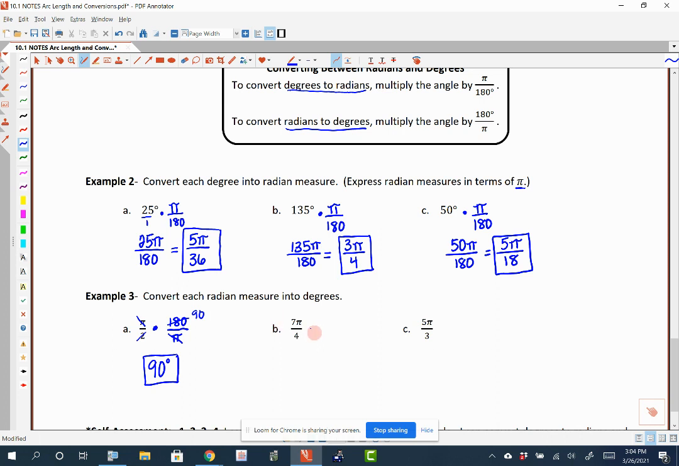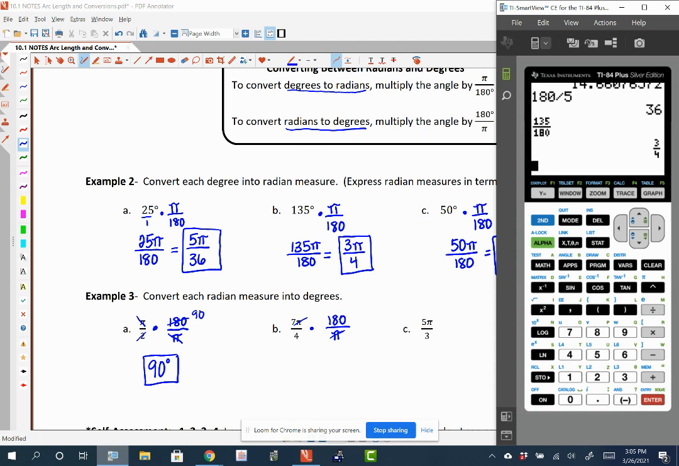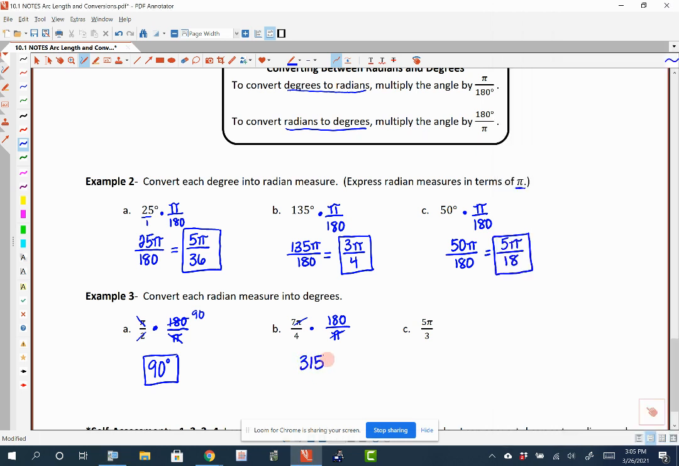Let's try again on B. 180 over pi should convert this to degrees. Again, those pi's are going to simplify. If you want, you could use your calculator a little bit more. We need to do 7 times 180, and then divide that by 4. So this is 315 degrees, which is the same thing as 7 pi over 4.